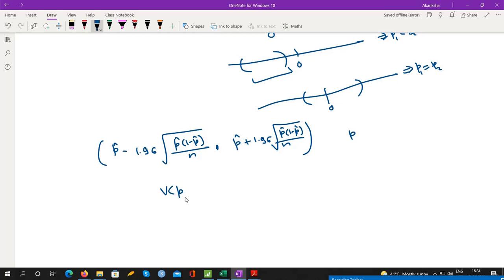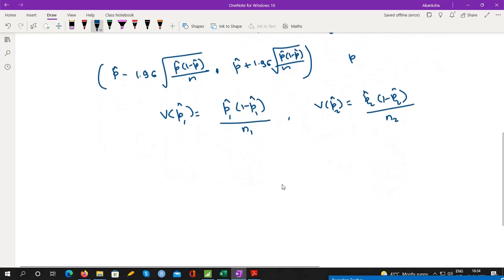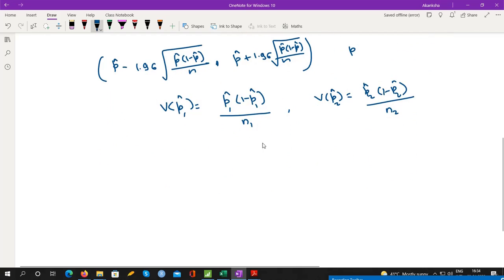Okay. So now we have to do something similar for P1 hat minus P2 hat. What we know is that the variance of P1 hat would be P1 hat times 1 minus P1 hat divided by n1. This will be my variance of P1 hat. Variance of P2 hat would be P2 hat times 1 minus P2 hat divided by n2. Correct? Okay, so far I am just trying to generalize from here.